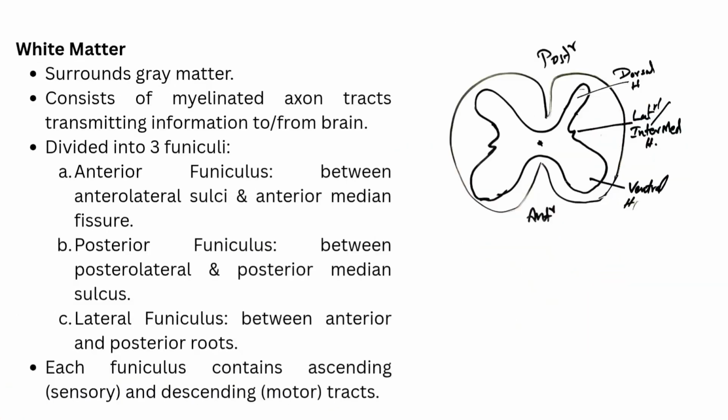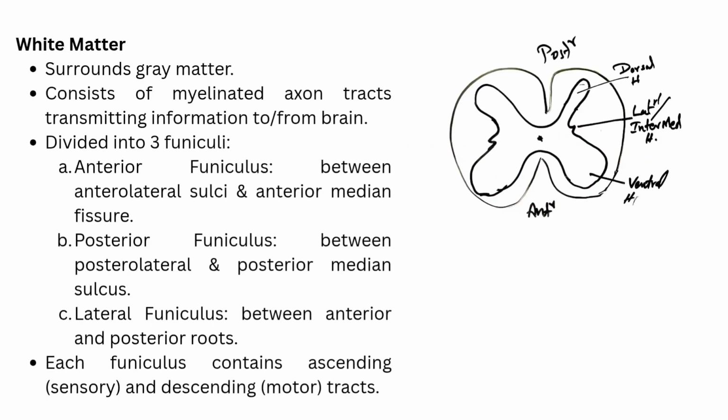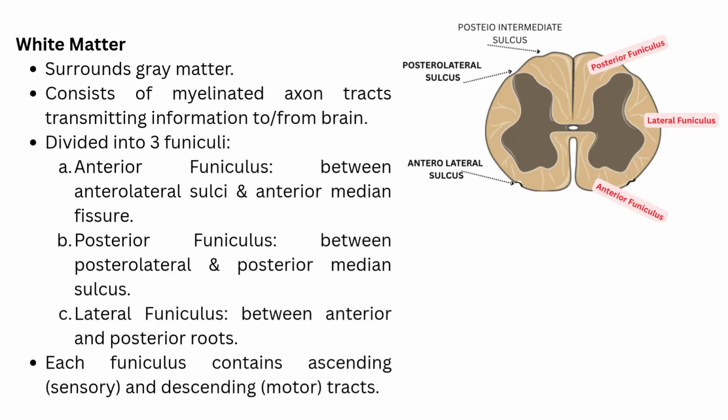Now let's look at the white matter. The white matter is the area surrounding the gray matter. It consists of myelinated axons carrying information from or towards the brain. It is divided into three funiculi: first anterior, second posterior, third lateral. The anterior funiculus is between the anterolateral sulcus and the anterior median fissure. The posterior funiculus is between the posterolateral and posterior median sulci, and the lateral is between the anterior and posterior roots.